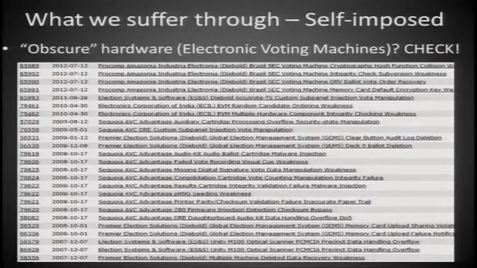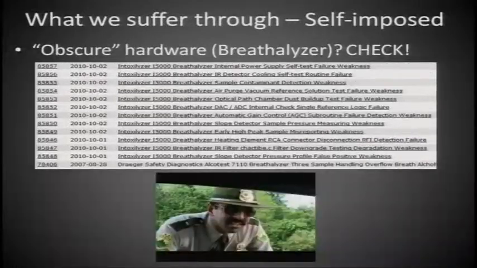How about electronic voting machines? Do we care about an election and who wins? Nah. We're the only one that has these two. Why? Why should we assume that no one cares about these vulnerabilities in medical and automotive? Makes no sense. How about the breathalyzer?